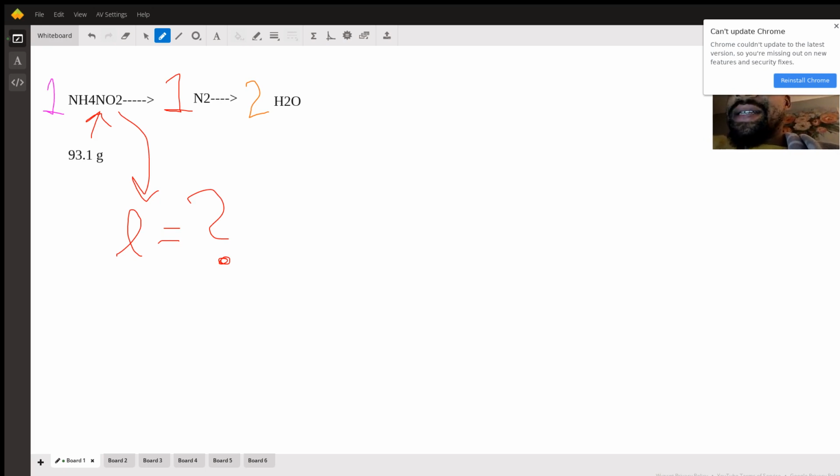So basically, the way we're going to start this is we're going to balance the chemical equation. You can see I got a purple one, a red one, and an orange two. Those are the molar coefficients that balance this chemical equation. Of course, I got the 93.1 grams of NH4NO2, and specifically, they want to know what liters of nitrogen gas that can produce. So let's go to the first step.